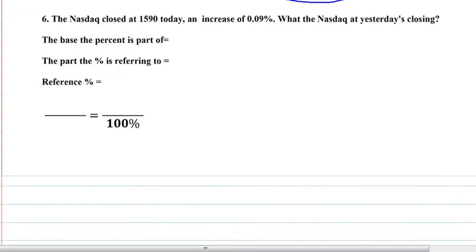Alright, let me have you try one. It's very similar. It's number 6. This is our last problem for percent increase. The NASDAQ closed at 1590 today, an increase of 0.09%. What was the NASDAQ of yesterday's closing? So, we took yesterday's NASDAQ. It's going to increase 9% to get 1590. Hit pause, give it a shot.